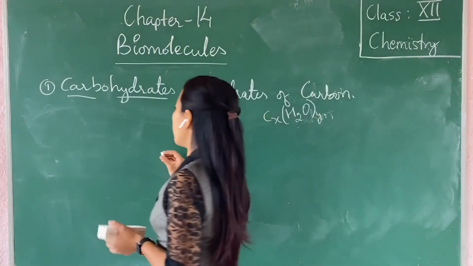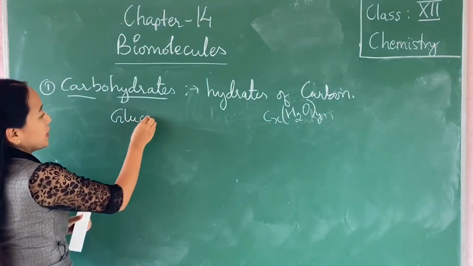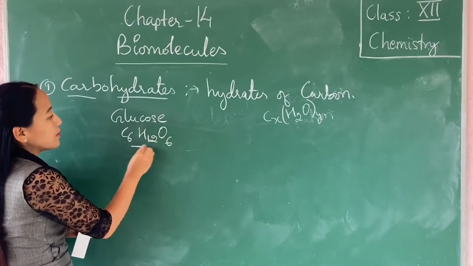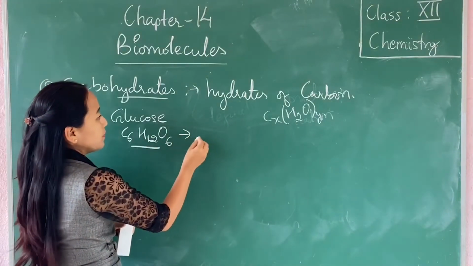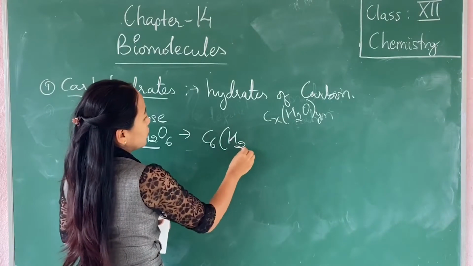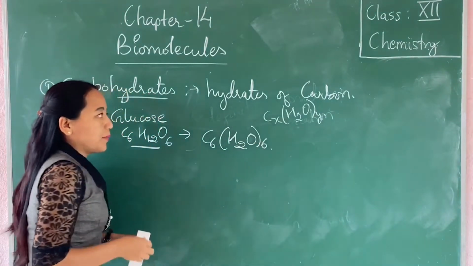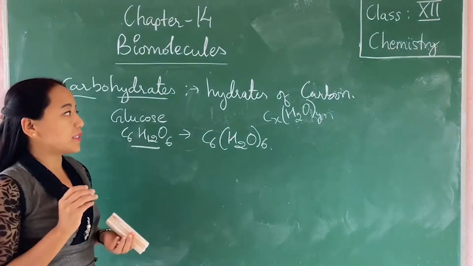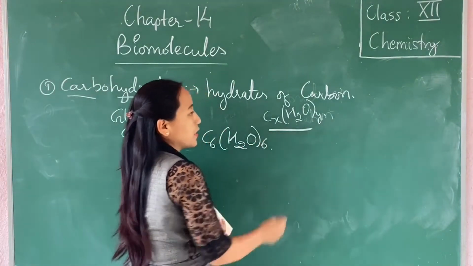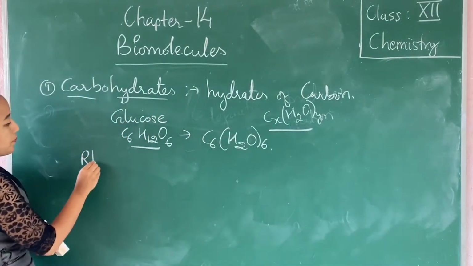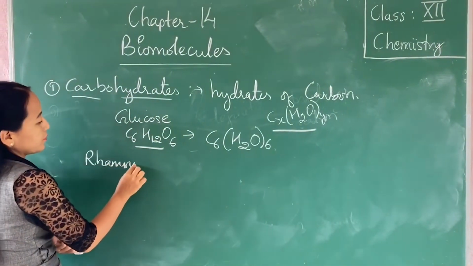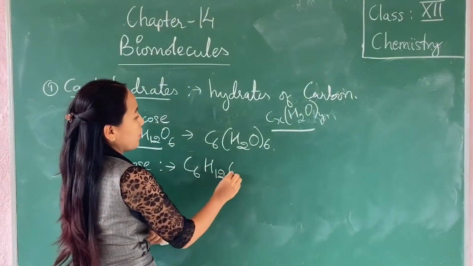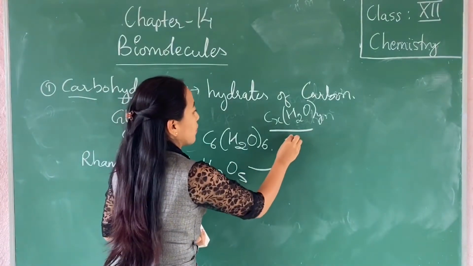For example, glucose, which has the molecular formula of C6H12O6. When you write this in the form of this formula, it becomes C6(H2O)6. But the problem with this definition is that not all carbohydrates fit into this formula. For example, rhamnose, which has the molecular formula of C6H12O5, does not fit into this formula.